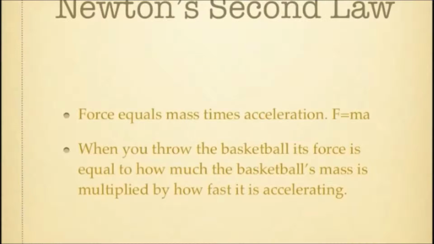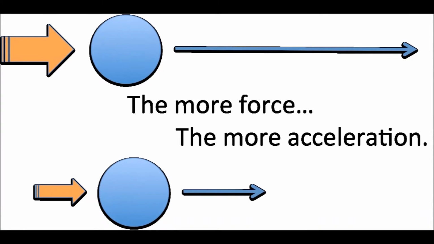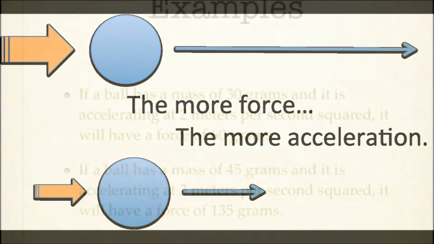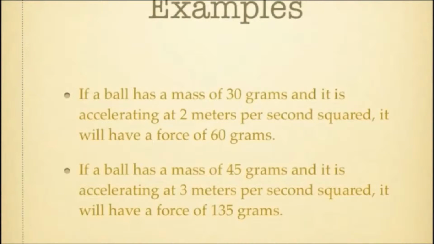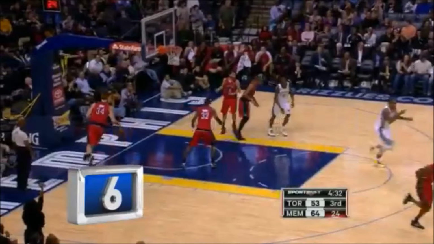Newton's second law is force equals mass times acceleration. When you throw a basketball, its force is equal to the basketball's mass multiplied by how fast it's accelerating. As shown in the diagram, the greater the force, the more the acceleration. For example, if a basketball has a mass of 30 grams and it's accelerating at 2 meters per second squared, it will have a force of 60 grams.